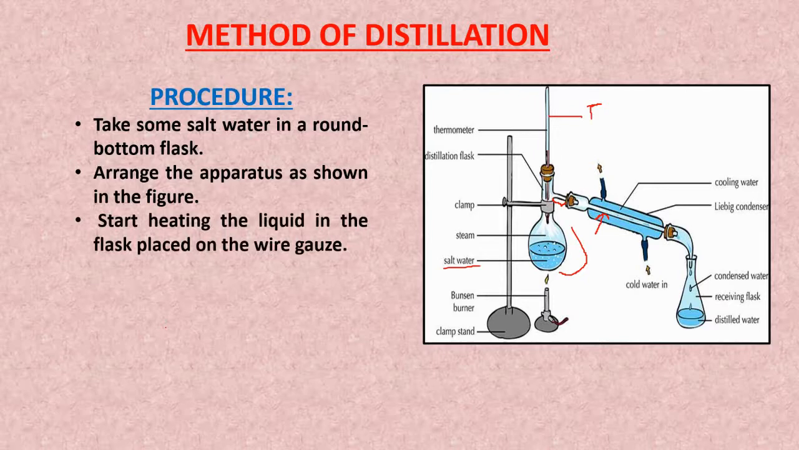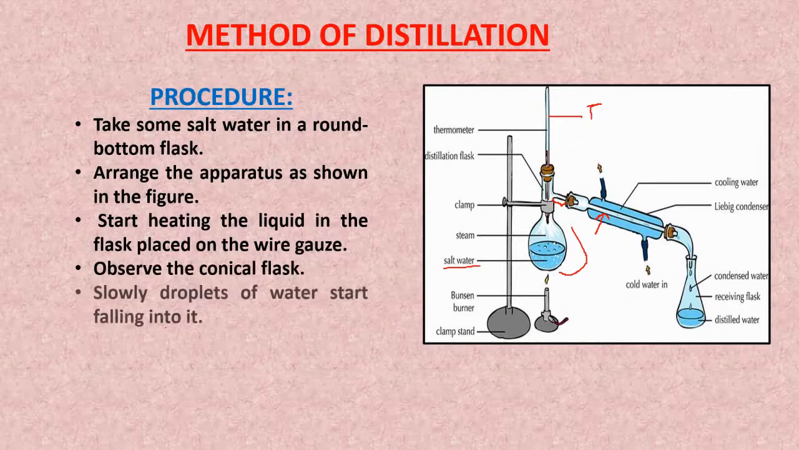We have to heat the liquid with the help of this burner which is kept just below the round bottom flask, and we have to observe the conical flask. Slowly we can see that the droplets of water start falling into the conical flask. Over here we can see the droplets of water falling into the conical flask. Now we have understood the procedure, so let us study the observation.